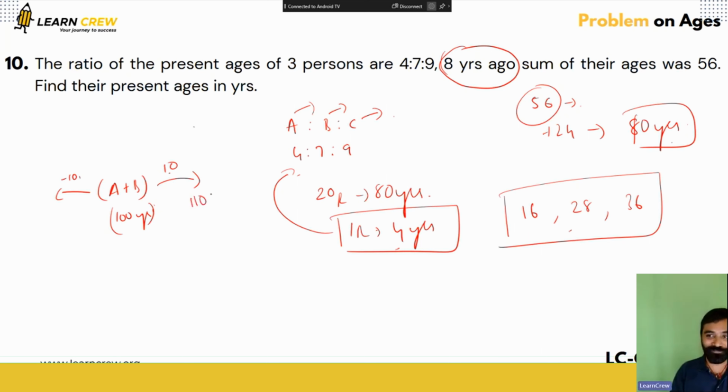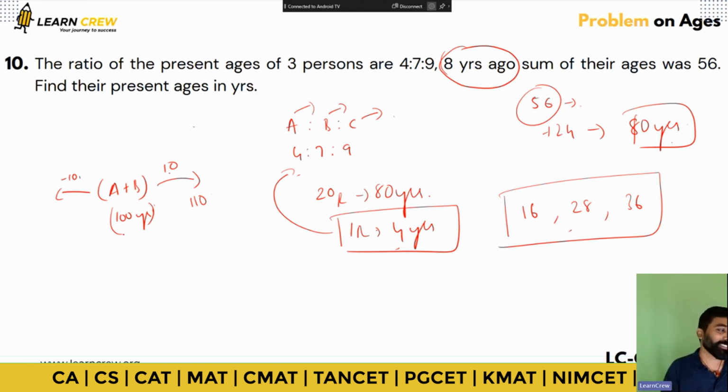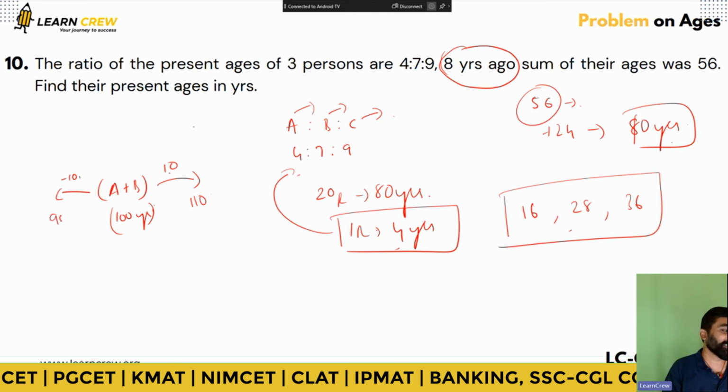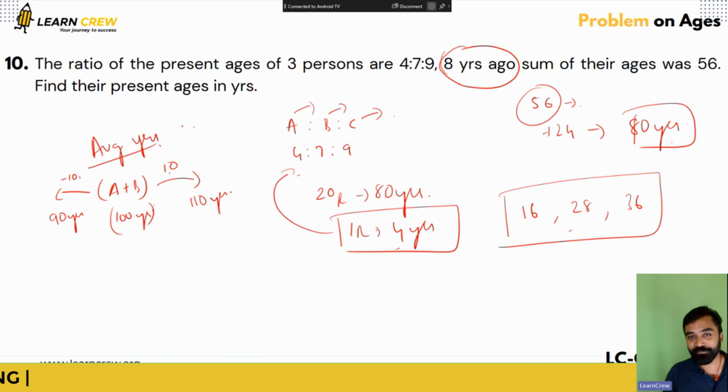110. Average means it is A plus B divided by 2, right? So 20 divided by 2 is going to be 10 years. So before 10 years means 90 years. This is going to be for average years. Be careful, the sum and the average. Immediately the entire concept changes, right? A small word, and the entire thing will be clear. Clear or not clear? Next question you are solving.